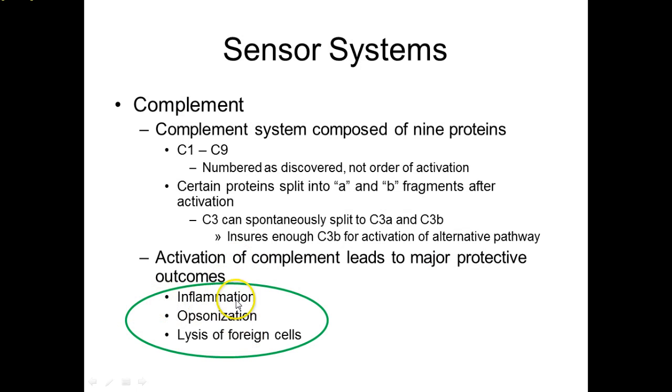So what are the outcomes that could happen? We could have inflammation, remember, right? This is C3a and C5a are involved in the inflammatory response. Opsonization is by C3b. And lysis of the foreign cells, right, is by the MAC complex, membrane attack complex. So as I said, the complement proteins are numbered in the order they were discovered. Kind of goes in the order they're activated, not 100%.